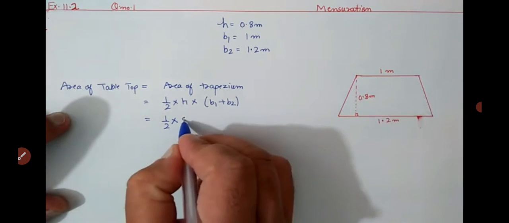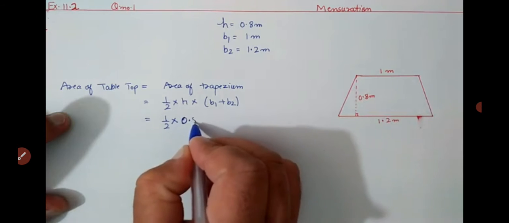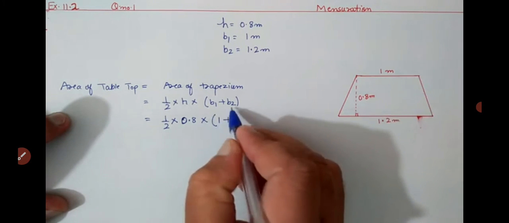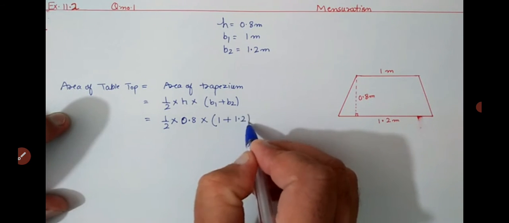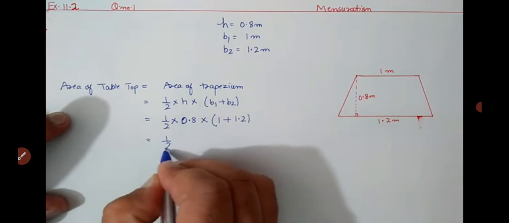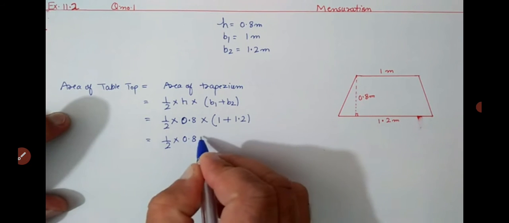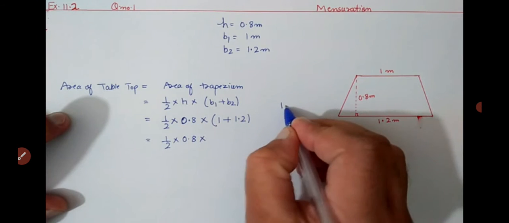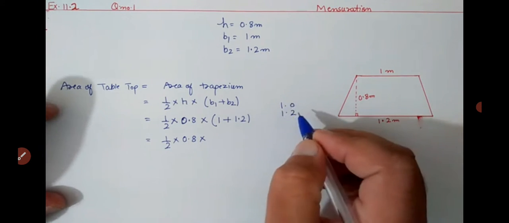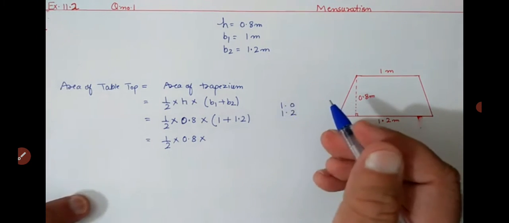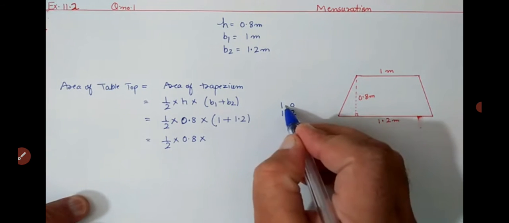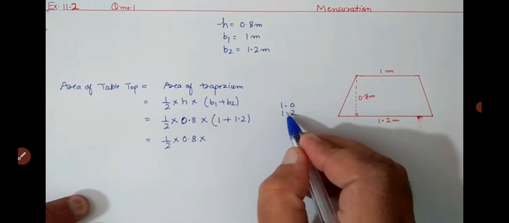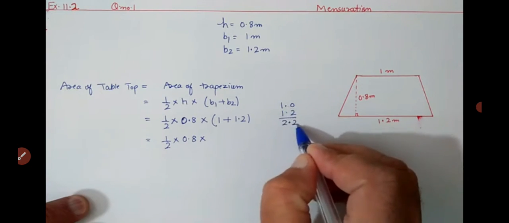h is 0.8 into b1 plus b2, meaning 1 plus 1.2. Okay, so solve it. That is 2.2. Okay, so this becomes 2.2. If we convert them into like decimals, 0 plus 2 is 2, and 2.2 is our answer.